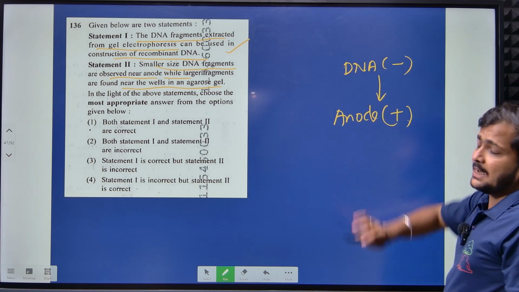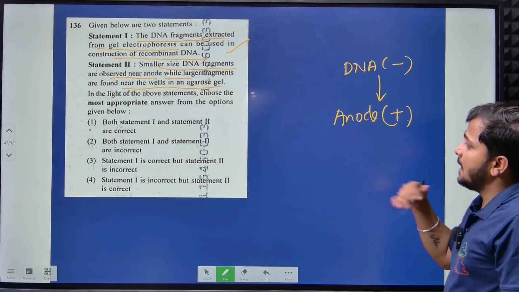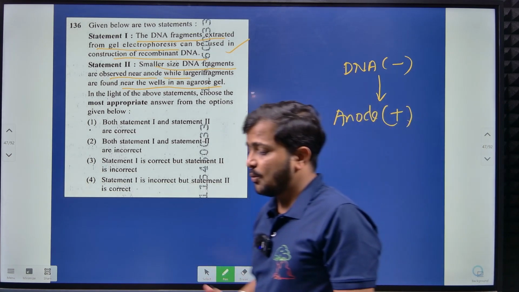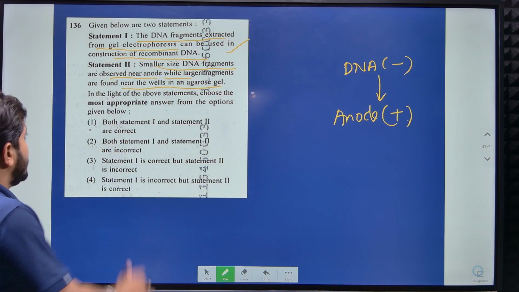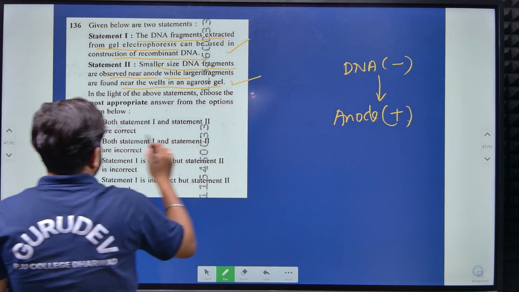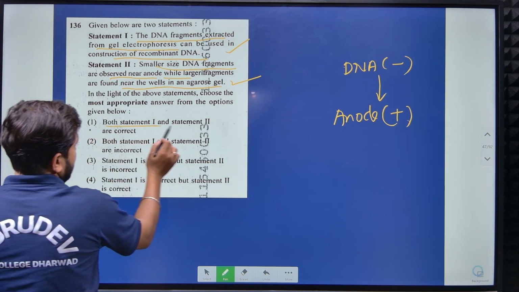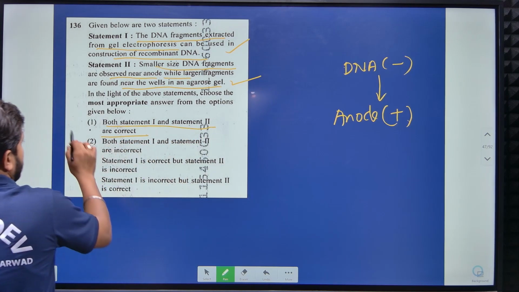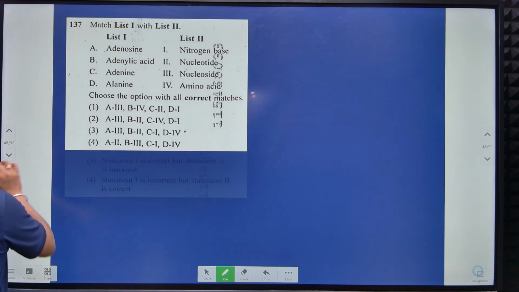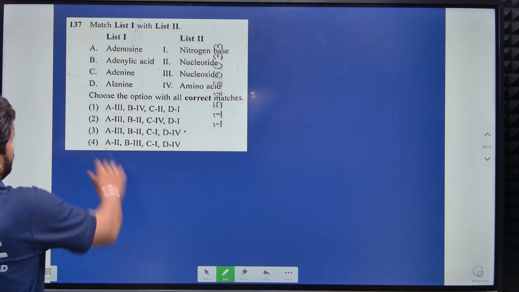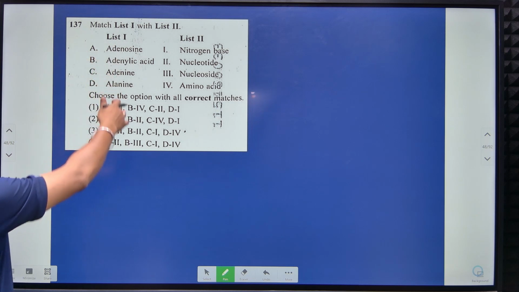So definitely it will move towards the positive charge, right? And whichever is lighter will move faster, and whichever is heavier will move slower. Most of the time it remains nearer to the well. So here statement 2 is also correct. According to that, if I consider both statement 1 and statement 2 are correct, that is option 1 is correct here, right?